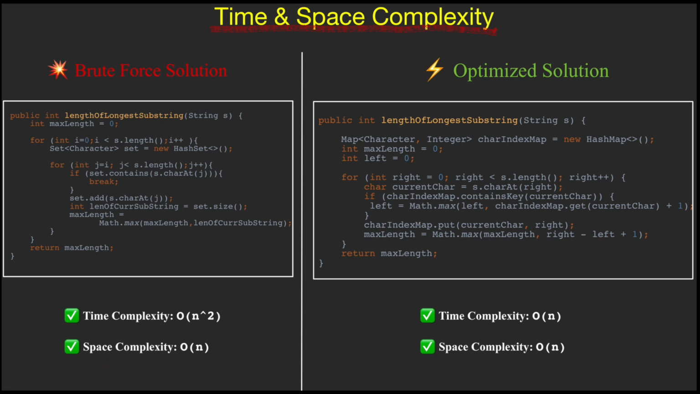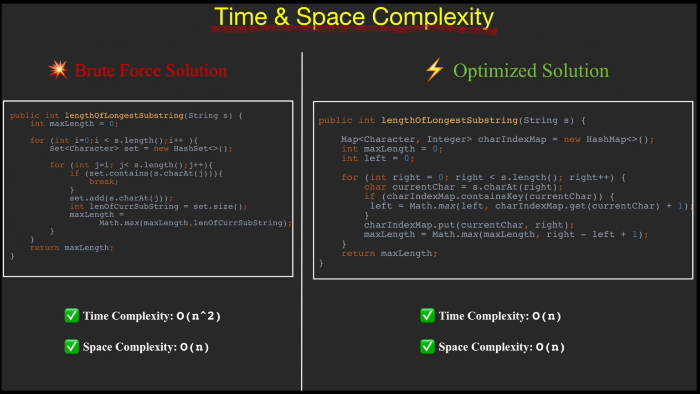Clearly, this brute force method is simple but highly inefficient for larger strings. Now let's look at the optimized solution using the sliding window technique along with a hash map. We scan each character at most once. Both pointers only move forward. That gives us a total time complexity of O of n, where n is the length of the string.